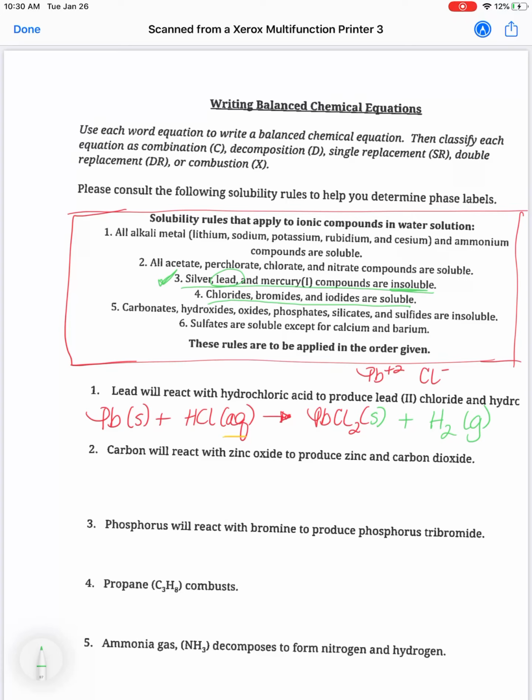Now if I look, I've got one lead, so that's balanced. 1 hydrogen, 2 hydrogens, 1 chlorine, 2 chlorines. So again, I have to put a coefficient of 2 out here.